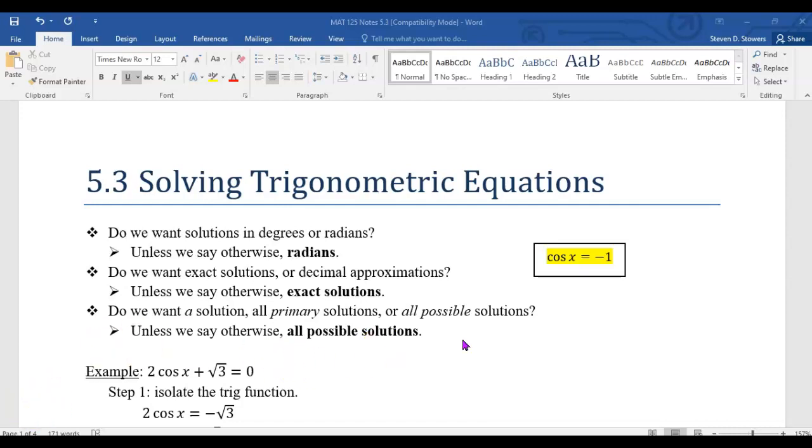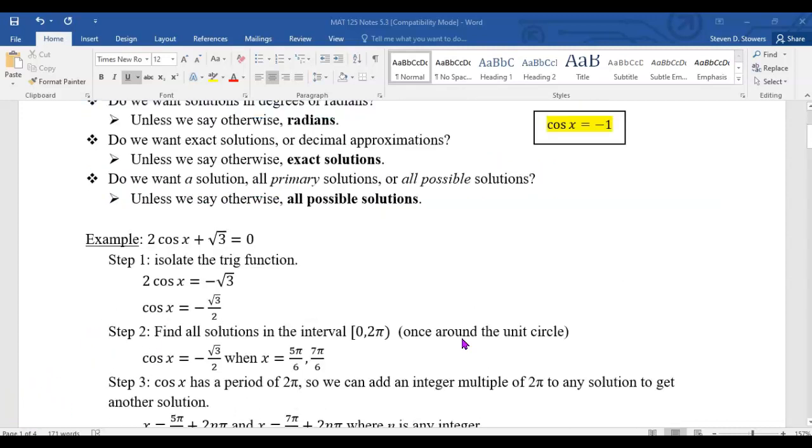Now, let me walk you through some examples. So we're going to solve the equation 2 cosine x plus the square root of 3 equals 0. Step 1 is to isolate the trigonometric function. Get it so that the cosine of x is by itself on one side of the equation. So we get cosine x equals negative square root of 3 over 2.